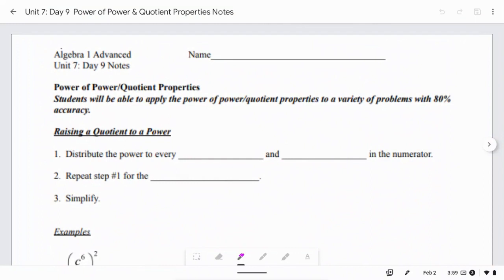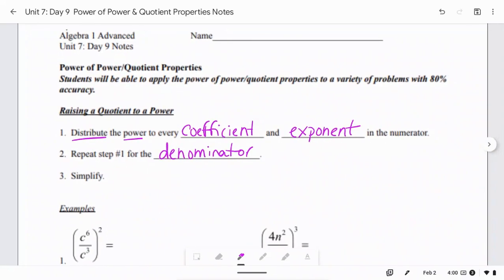In this video, we will be discussing the power of a power property and how it relates to the quotient properties. So remember that when you're raising a power to a power, the first thing you're going to do is distribute the power to every coefficient and every exponent in the numerator. You're going to then repeat step number 1 for everything in the denominator. And then it's a division problem, and you're going to see if you can simplify any further.